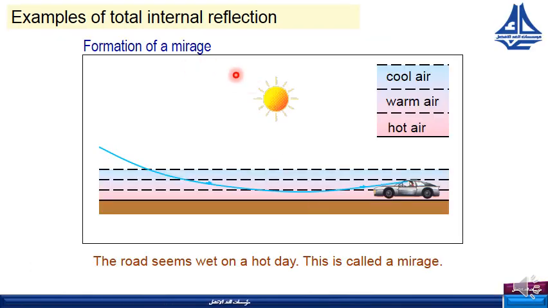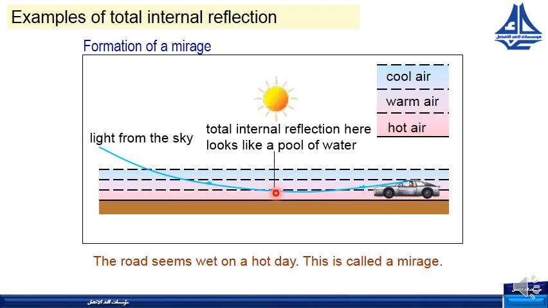Another example of total internal reflection is the formation of mirage. The road seems wet on a hot day. This is called mirage. Why? Since light from the sky will undergo total internal reflection here and looks like a pool of water.